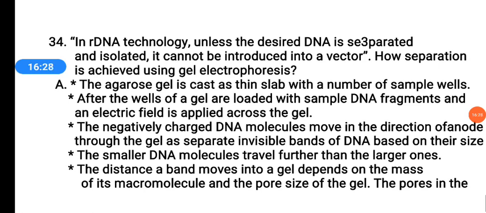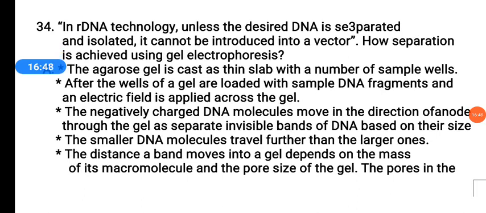So the sample wells are here. In the sample wells, we introduce the sample on the agarose gel. We load the sample of DNA fragments, and an electric field is applied. The negatively charged DNA molecules move in the direction of the anode through the gel as separate individual bands of DNA based on their size.